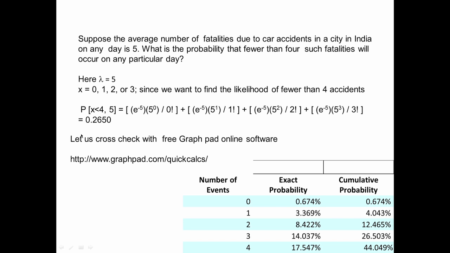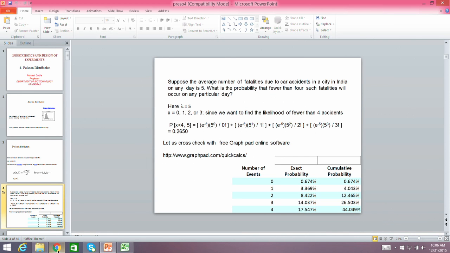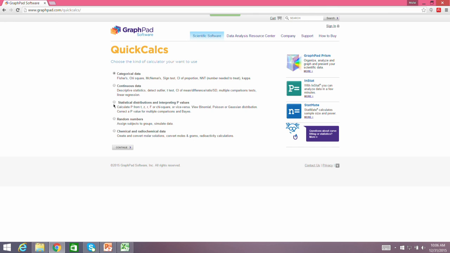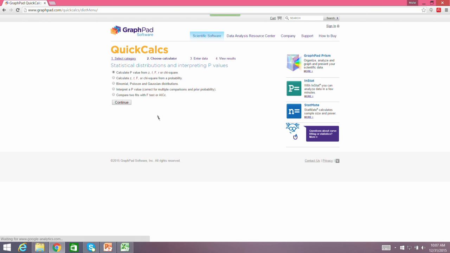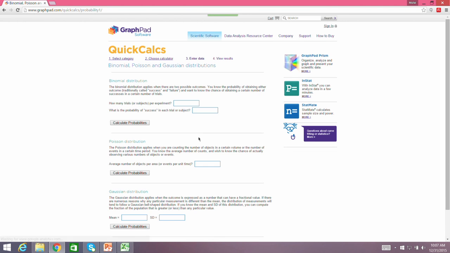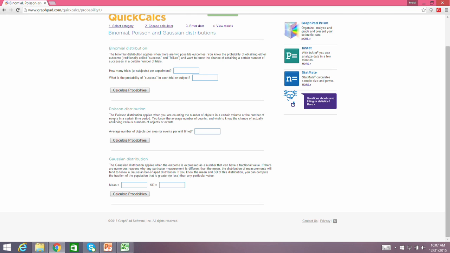Okay. So let us use the GraphPad software. So as you can see, it tells you that we can use binomial, Poisson and so on. So we use this, then go forward. Then this is the one, we again use this and go forward. So we have here it says Poisson distribution. So average number of objects, that means on an average they have seen 5 fatalities on any particular day in that city. Okay. So we put 5 and then we calculate the probability.